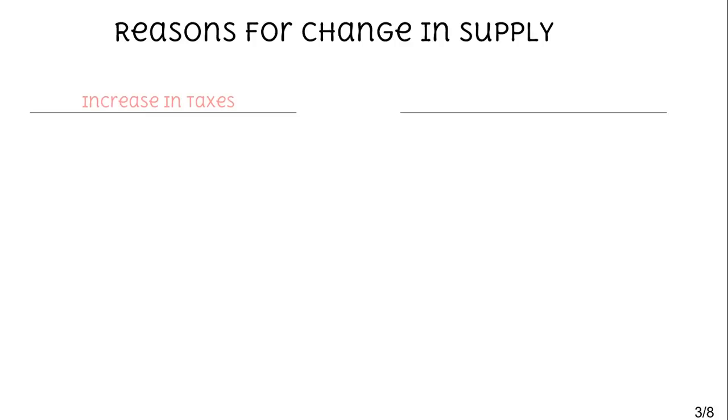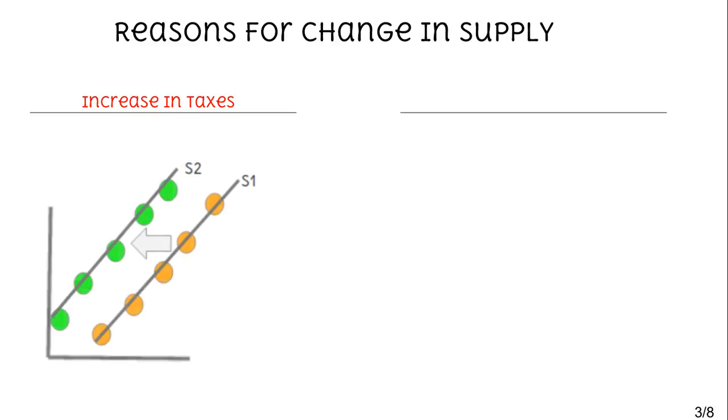All right, so let's graph this. So if I'm paying more in taxes, then I have less money in my pocket. If I have less money in my pocket, then I can afford to produce less. And if I can only afford to produce less, that is a decrease in supply. And if that's a decrease in supply, that is a shift to the left.